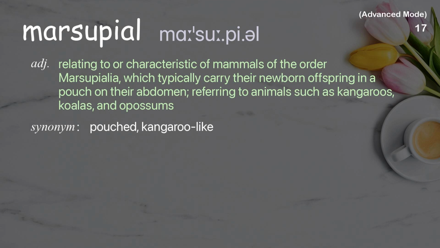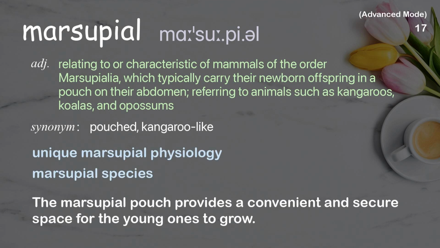Marsupial. Relating to or characteristic of mammals of the order Marsupialia, which typically carry their newborn offspring in a pouch on their abdomen, referring to animals such as kangaroos, koalas, and possums. Examples: Unique marsupial physiology. Marsupial species. The marsupial pouch provides a convenient and secure space for the young ones to grow.